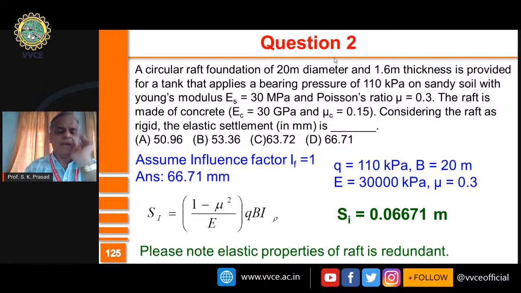Again you have the formula for immediate settlement. E is given as 30 MPa or 30,000 kPa. Mu is given, that is 0.3. Width of the foundation is given as 20 meters. And Q, the contact pressure, is given as 110 kPa. Under these circumstances, you are going to find the immediate settlement as 0.06671 meter, or in millimeters, 66.71 millimeters.